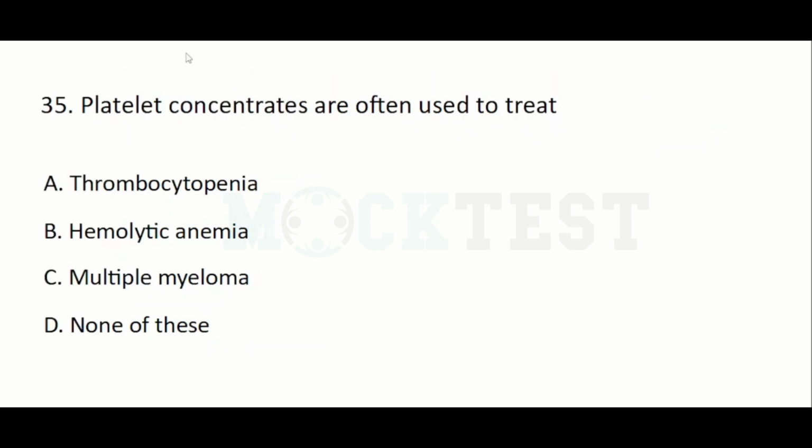Platelet concentrates are often used to treat. Option A, thrombocytopenia. Option B, hemolytic anemia. Option C, multiple myeloma. Option D, none of these. Platelet concentrates are often used to treat option A, thrombocytopenia.